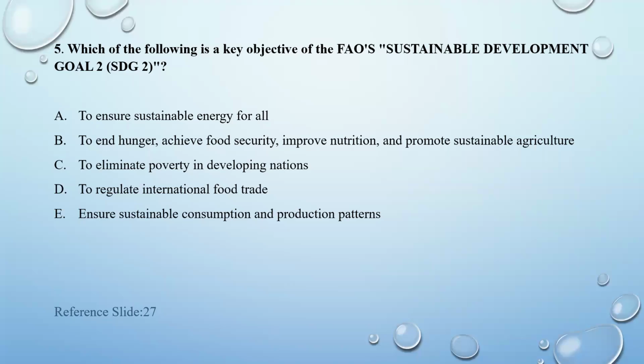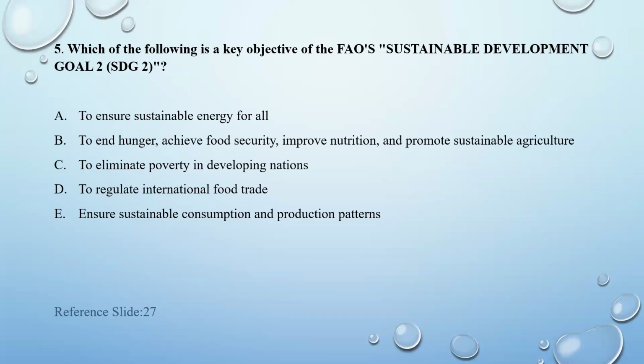The fifth MCQ is, which of the following is a key objective of FAO's Sustainable Development Goal 2, that is SDG 2? Options are A, to ensure sustainable energy for all. B, to end hunger, achieve food security, improve nutrition, and promote sustainable agriculture. C, to eliminate poverty in developing nations. D, to regulate international food trade. E, ensure sustainable consumption and production patterns. Yes, B is the right answer.